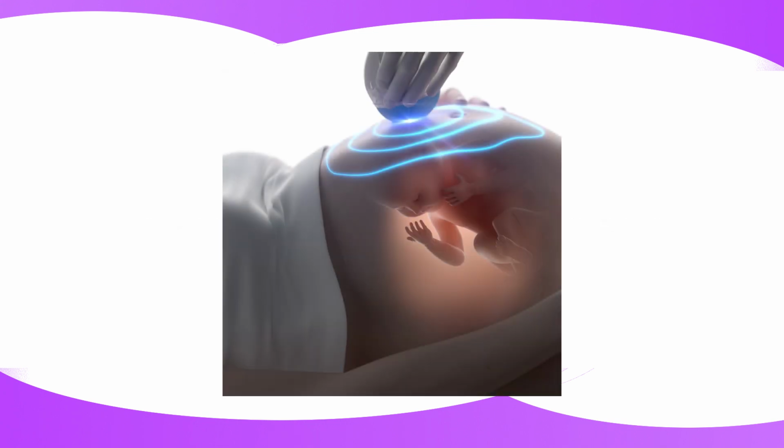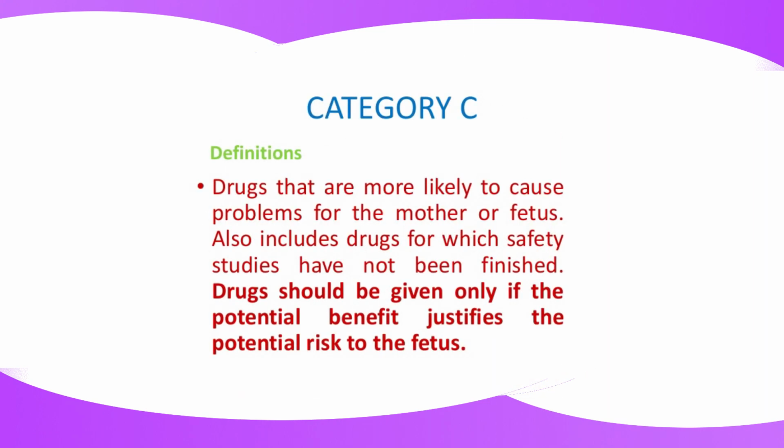Caspofungin was embryotoxic in animal studies, and no studies have been done on pregnant human women. It is a pregnancy category C drug, meaning that it should only be used in pregnant women if the potential benefit to the mother outweighs the risk to the fetus.